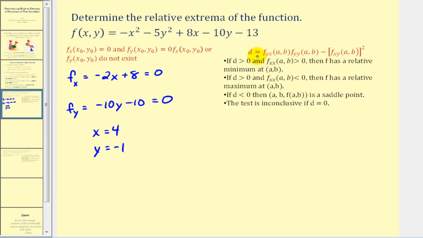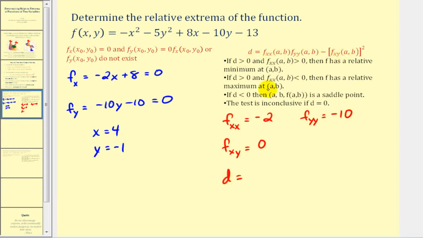So now we'll have to determine the second order partials of f. The second order partial with respect to x would be negative 2. The second order partial with respect to y would be negative 10. Notice we also need the mixed second order partial. So we'll take the derivative of this partial with respect to y. Well, that would give us 0. Let's go ahead and calculate the value of D.